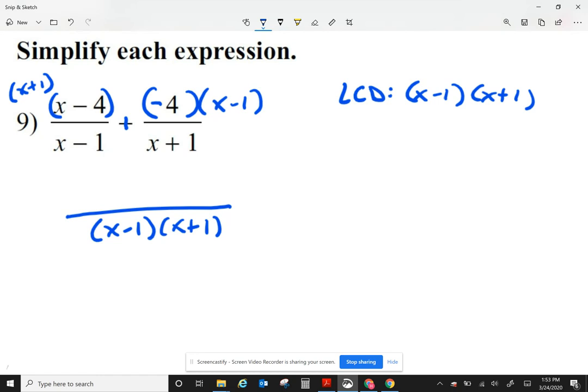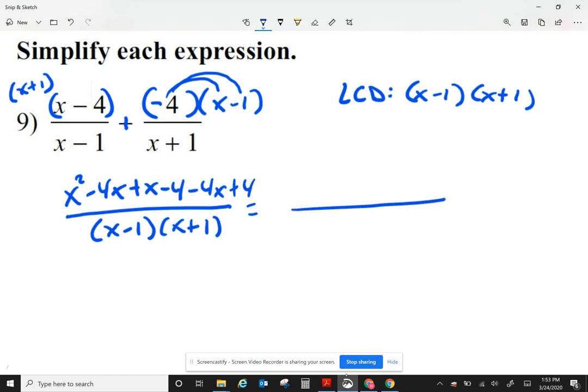All right, let's take a look at the first fraction. Let me distribute the first x to the second parentheses. That's going to give me x squared minus 4x. Now let me distribute the 1 to the second parentheses. It's going to give me plus x minus 4. Now let's take a look at the second fraction. The negative 4, let me distribute to the second parentheses. It's going to give me negative 4x plus 4. So I should have x minus 1, x plus 1 at the bottom.